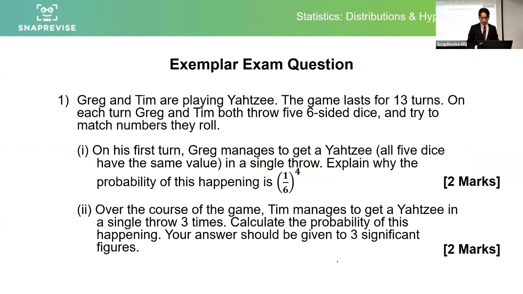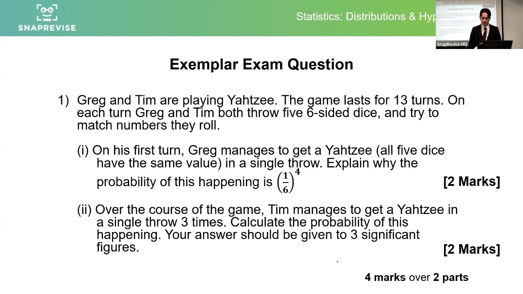Now, let's push on and look at this question. We've got a 4 marker split into 2 marks. Greg and Tim are playing a game of Yahtzee. The game lasts for 13 turns. On each turn, Greg and Tim both throw 5 6-sided dice to try and match numbers they roll. On his first turn, Greg manages to get a Yahtzee, which means all 5 dice have the same value in a single throw. Explain why the probability of this happening is 1/6 to the power of 4. The second question says, over the course of the game, Tim manages to get a Yahtzee in a single throw 3 times.